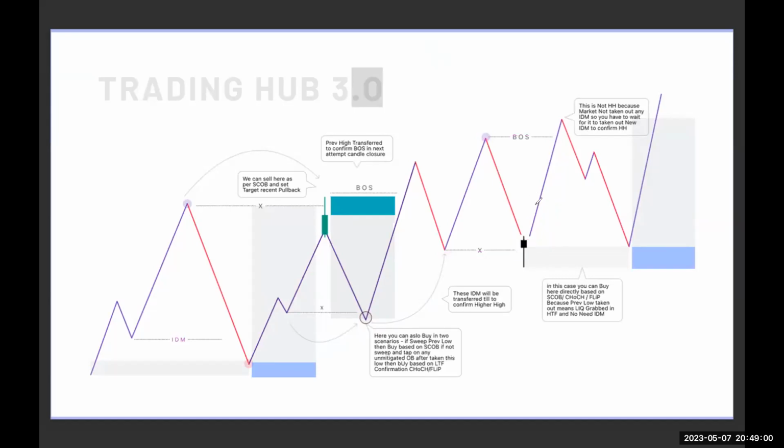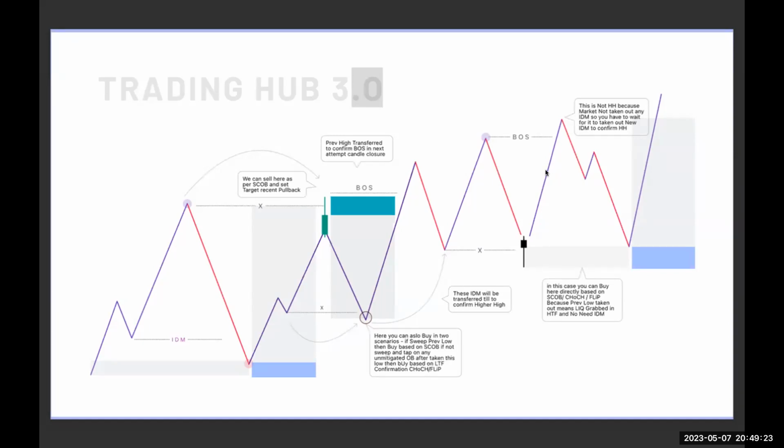When you are looking to buy and sell based on single candle order block, then you don't need to wait for inducement before the buy or sell in a lower time frame, which is already covered in parts 15, 16, and 17. In the next attempt, what happened here? The market continues going higher high, breaks the structure, pushes downside. And in this case, you can see this is a different story.